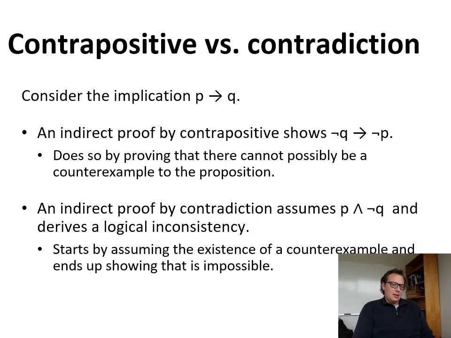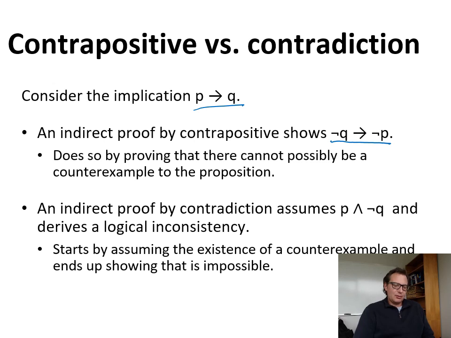Okay, so what has been a great source of confusion in the past is the difference between a proof by contrapositive and a proof by contradiction. So consider this implication, P implies Q. If we do a proof by contrapositive, we want to show that not Q implies not P. And we do so by showing that you cannot have a counterexample to this proposition.